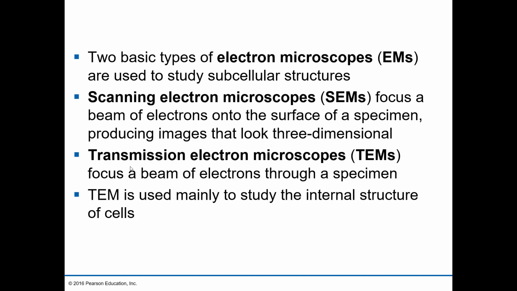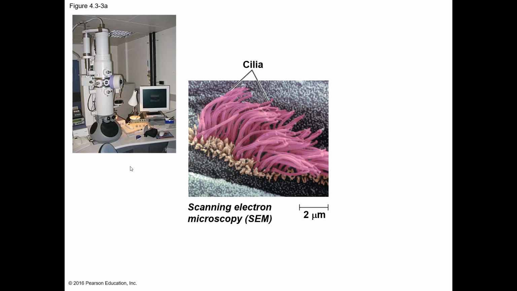And then there are 2 different types of electron microscopes, scanning and transmission. Scanning focuses a beam of electrons onto the surface of a specimen, and it makes the images look 3-dimensional, whereas transmission focuses the beam through, transmits through, while scanning is just on top. And then transmission is mainly used to study the internal structure of cells because we get to see what's inside.